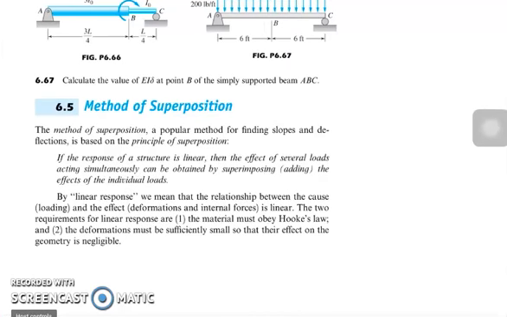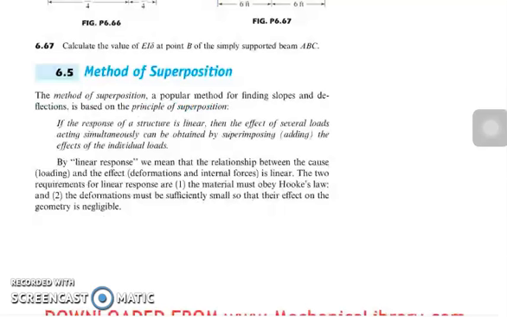Okay, we are on the third method for determining the deflection of a beam, which is the method of superposition. The method of superposition is actually a popular method for finding the slope and deflections. It is based on the principle of superposition: if the response of a structure is linear, then the effect of several loads acting simultaneously can be obtained by superposing or adding the effects of the individual loads.